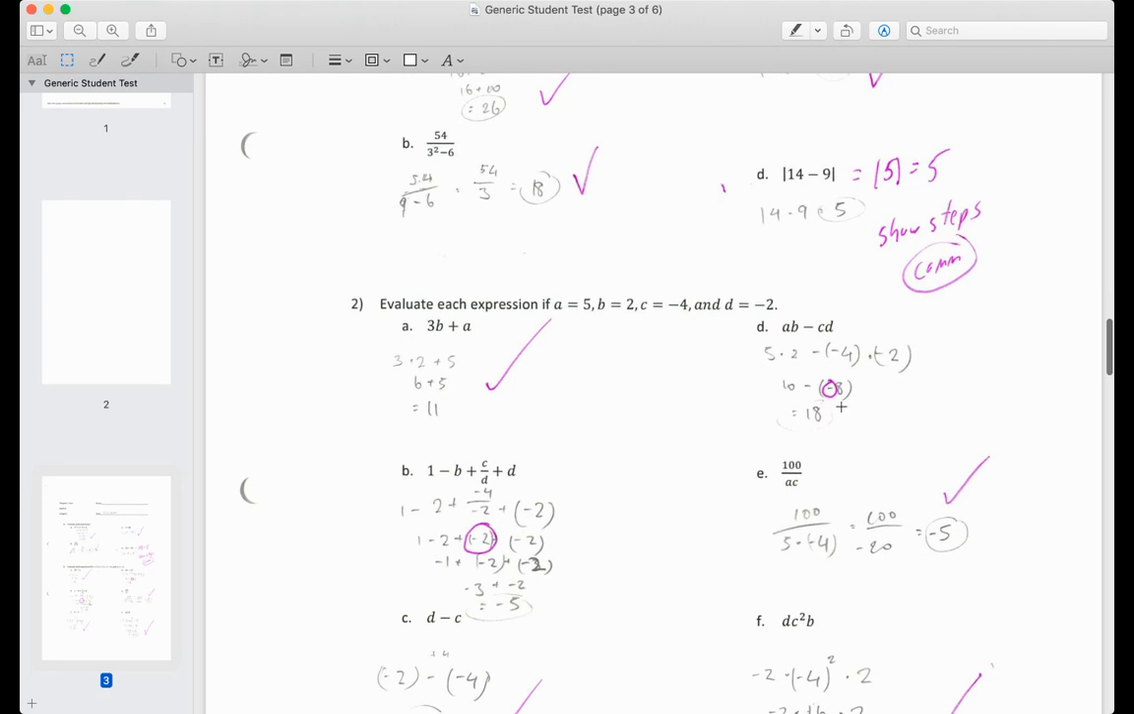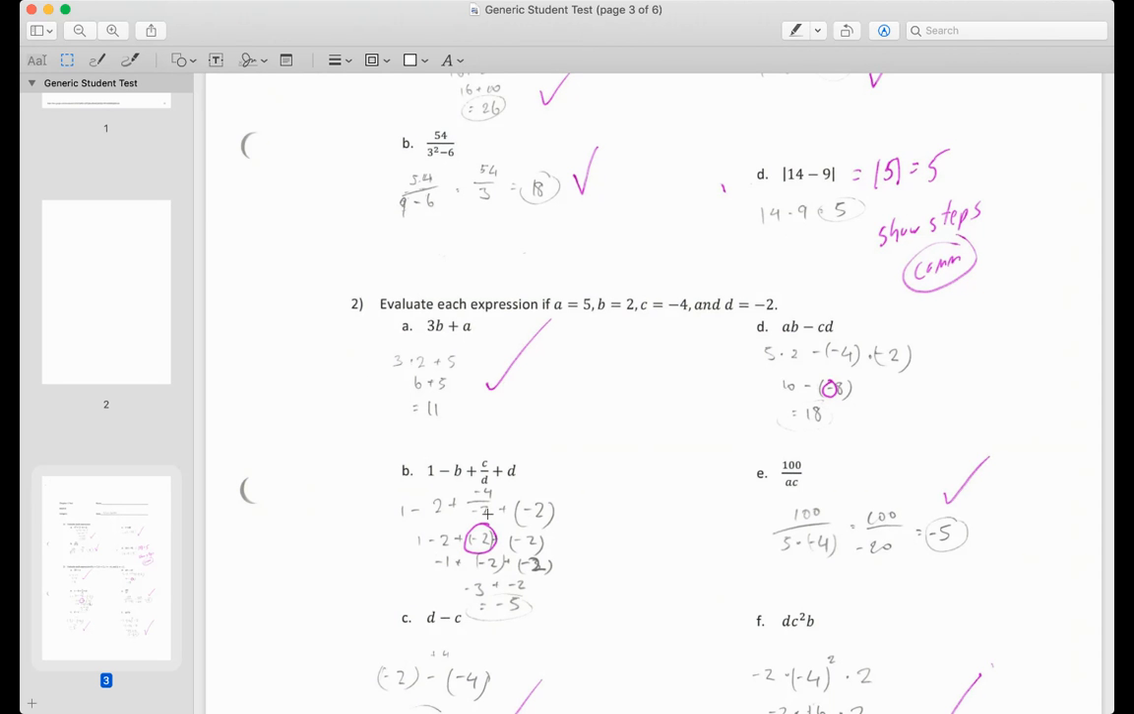When you have made a mistake, like this person did here, when they took a -4 times a -2, a negative times a negative should be a positive, and this person wrote a negative in there, I circle where you've made that mistake so that you know what to work on when you're going to make your corrections. You say, oh, that's what I did wrong.